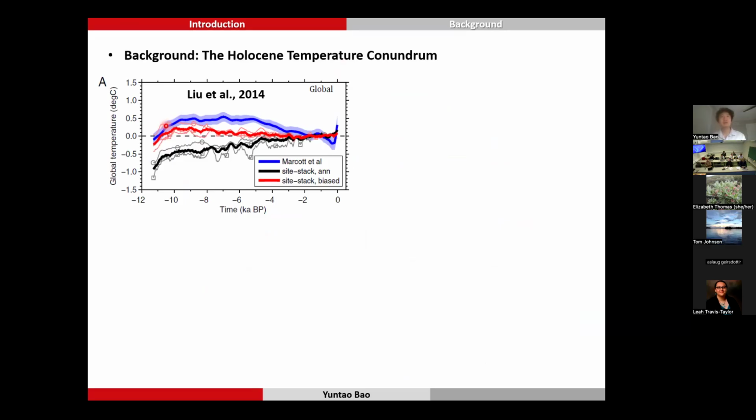Again, in this paper, the blue line shows the time series from the proxies: first increase, then decrease. But from the models, we can see the models simulate a gradually increasing temperature without a thermal maximum. So this model-proxy inconsistency causes a problem. We call this the Holocene temperature conundrum. Why is it a conundrum? Because it's really hard to explain why model and proxy have this discrepancy.